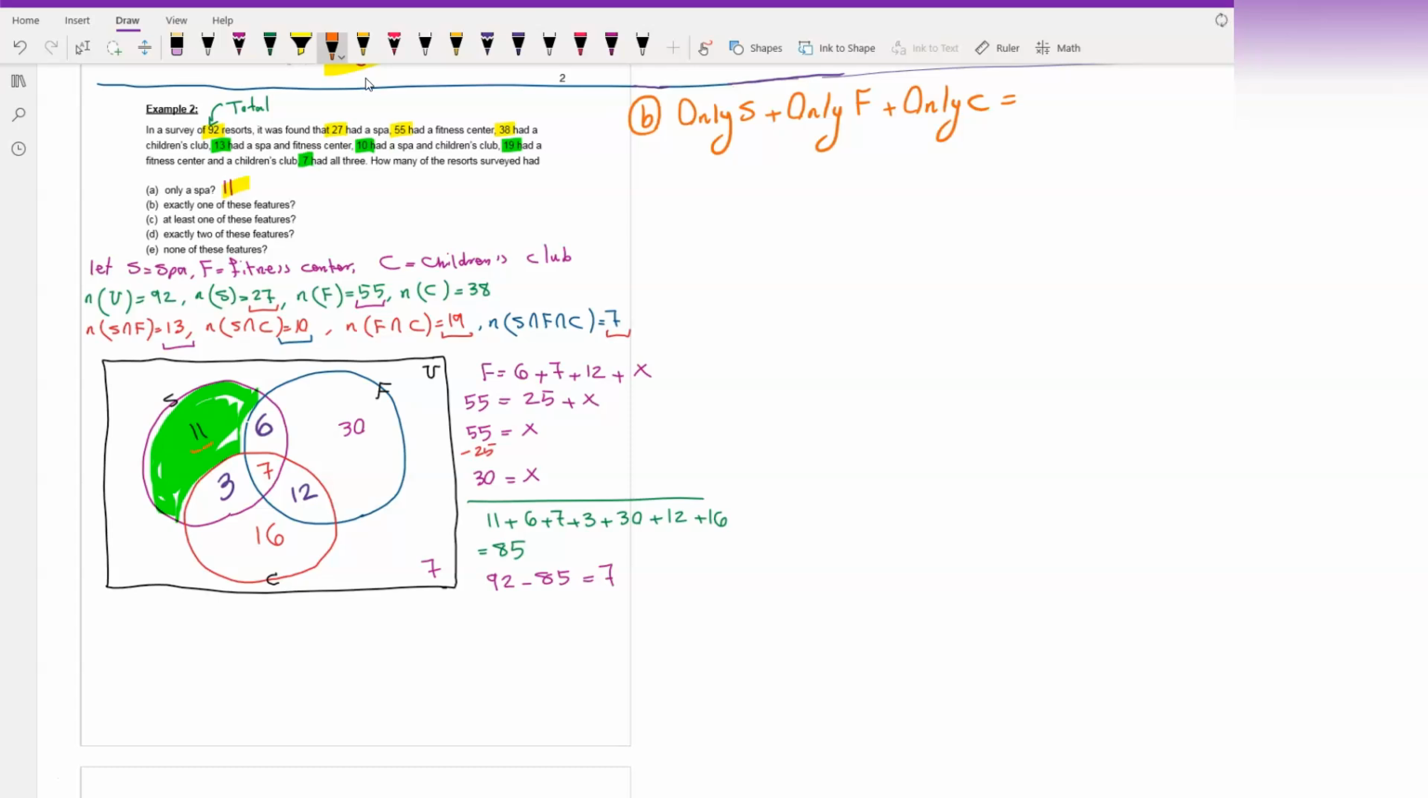So adding all these numbers, these 3 numbers, it's equal to 57 for part B.